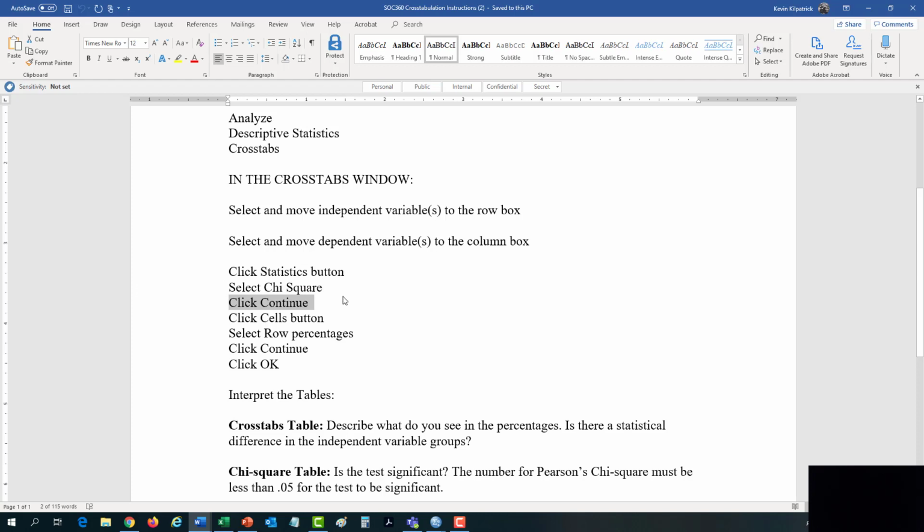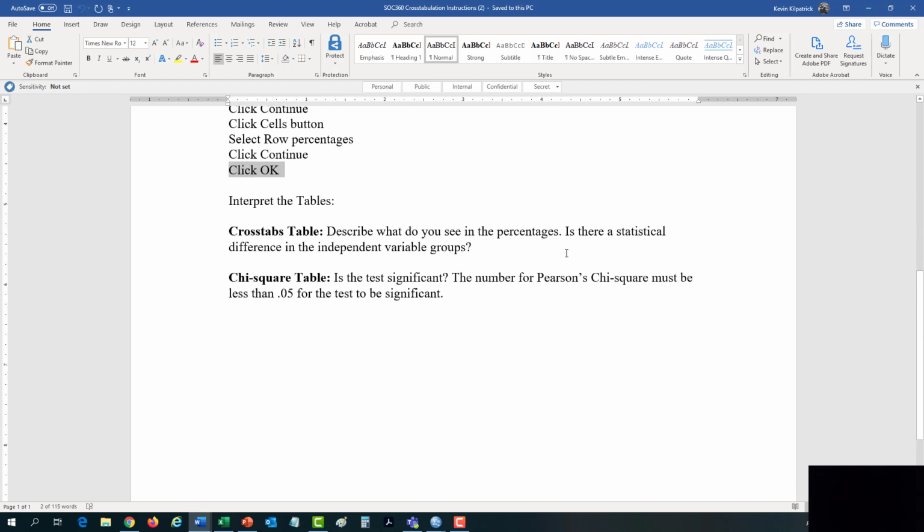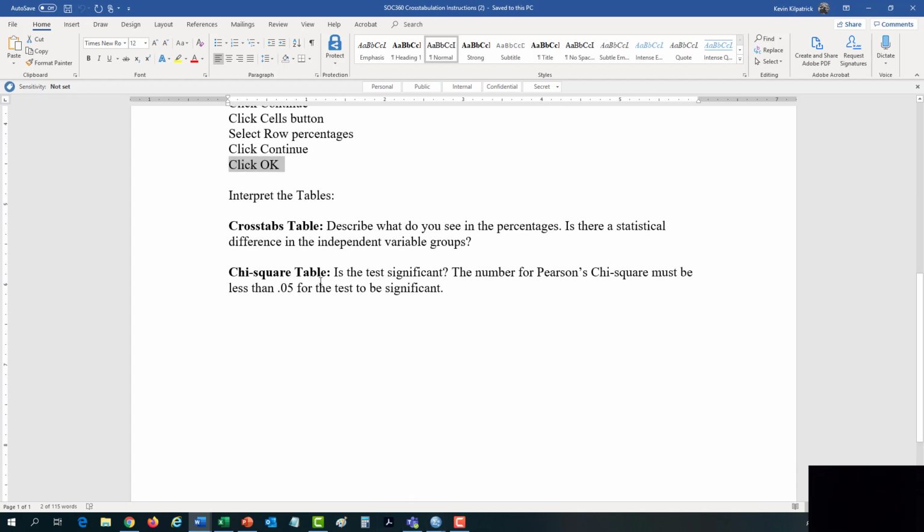And then I think right under the statistics button, there's a cells button, and I want you to click that, and when that window pops up, kind of in the middle, on the left side, about halfway down, you'll see percentages, and I want you to click row percentage, and then click continue, and then you get to click OK, and that executes the crosstab test. So all you have to do is interpret the tables, the crosstab table or the cross-tabulation table.